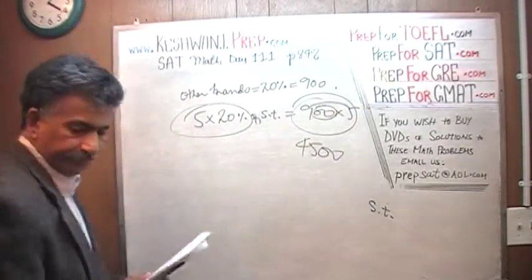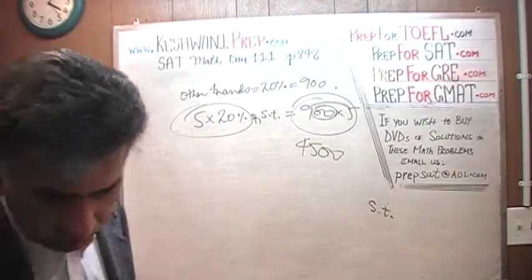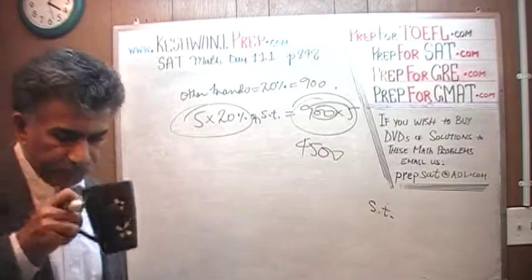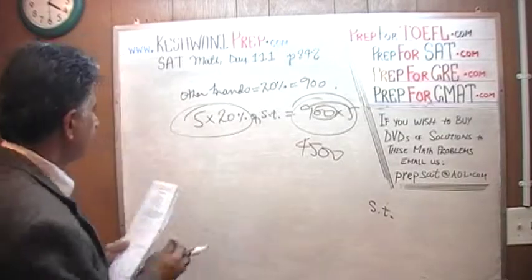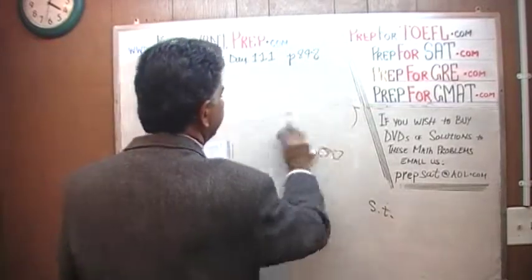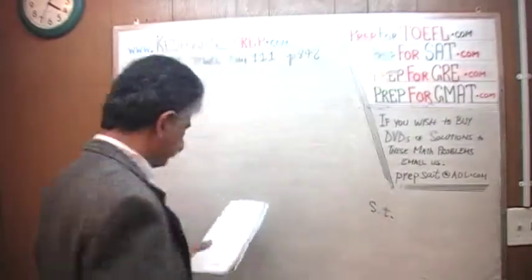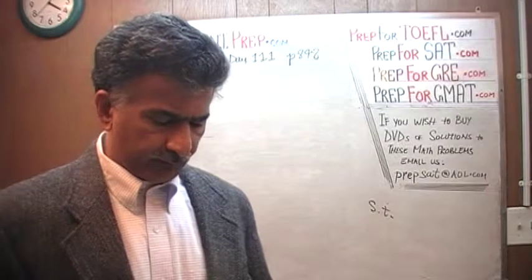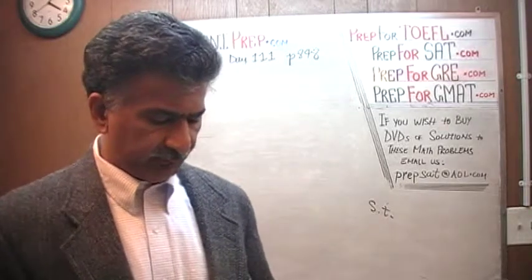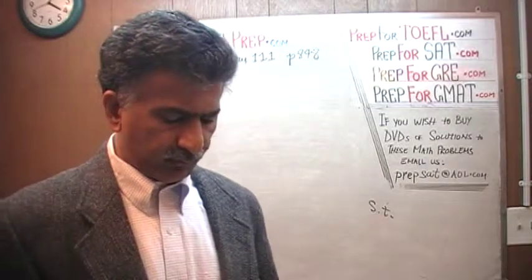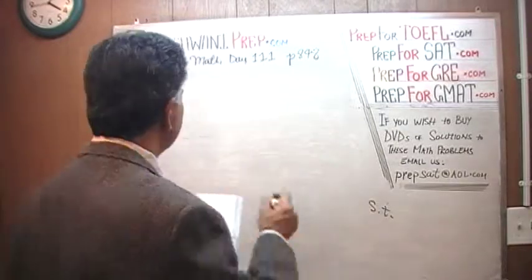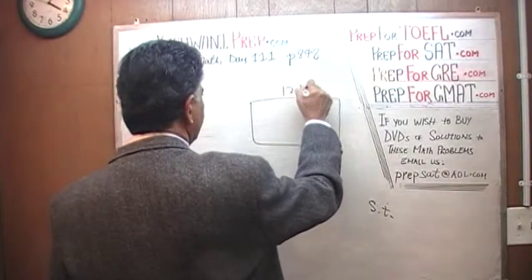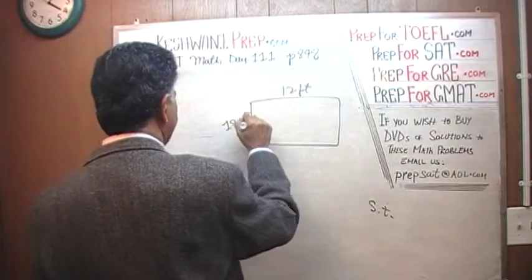Number 6. The very last problem on the page. If there were no waste, how many square yards of carpeting are needed to cover a rectangular floor that is 12 feet by 18 feet?